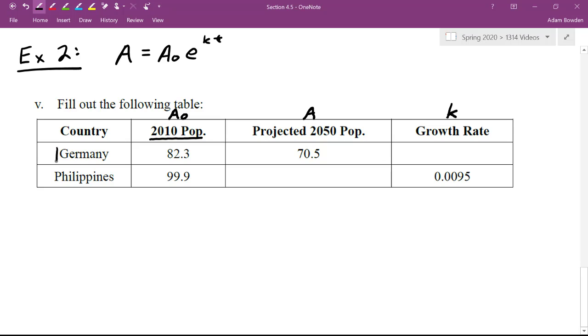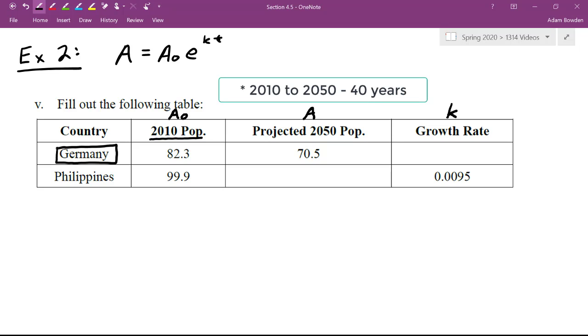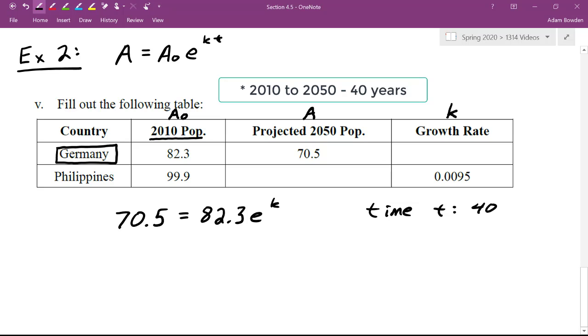We're going to start out with this Germany situation here. We have a 2010 population, a projected 2050 population. So what does that mean for the growth rate of Germany? So let's plug our numbers in. If I plug in the number 70.5 for A, that's going to equal 82.3 e to the kt power. We do know the number of years here. Time t is 40 years, since we're dealing with 2010 to 2050. So we'd have 40k up on top.